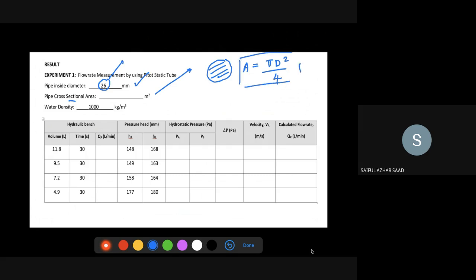And then the water density. As I said, this is the typical value for water: the density of water is 1000 kilograms per meter cubed. Then here I have a couple of columns. The first column is the hydraulic bench. What we did here is we measured the volume of the water for a given time. For example, because the volume of water is quite high, I use 30 seconds instead of 1 minute. So I set the timer to 30 seconds, and then I measured the volume of the water.